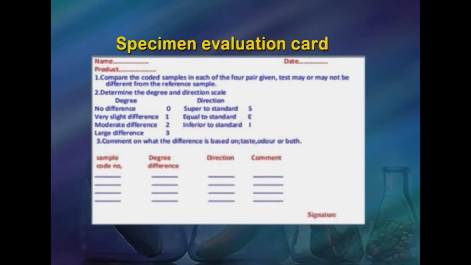The panelist is asked to judge each pair independently as to the degree of difference between the test sample and standard on a scale of 0, representing no difference, to 3, representing extreme difference. Additional questions on direction of difference can also be asked. The panelist is not to guess and he is penalized for guessing through the coded duplicate standards in 2 pairs.